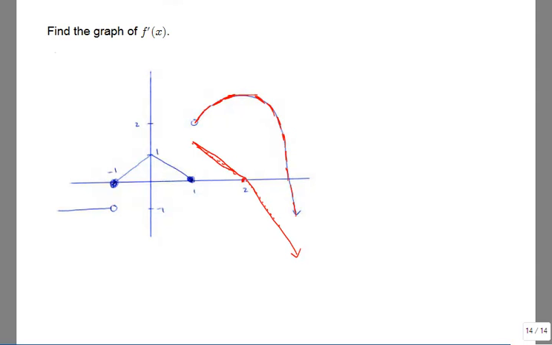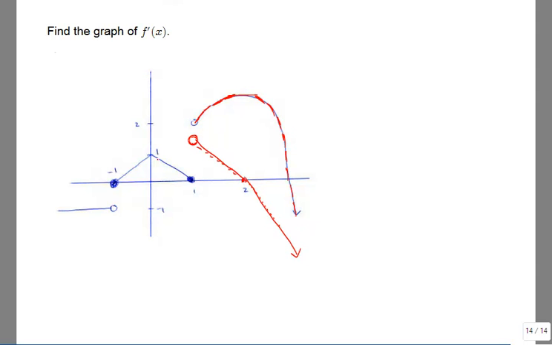Now, does the derivative exist when x is 1? And the answer there should be no, because you have a discontinuity, you have a jump. So we need to put an open circle on the end of that so we don't include it in my derivative.